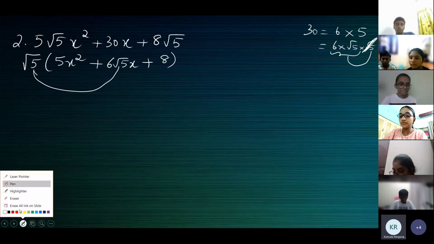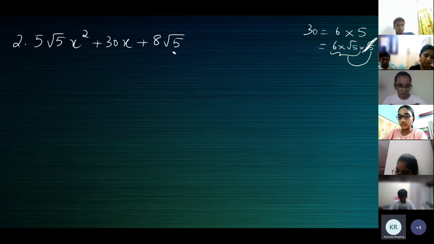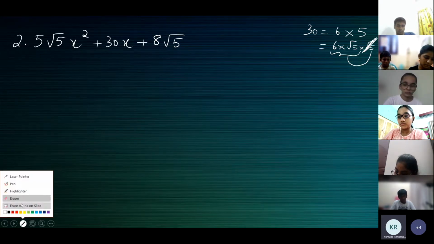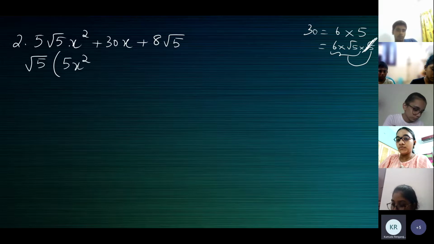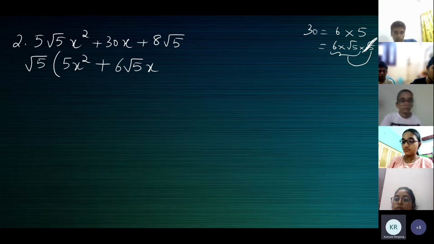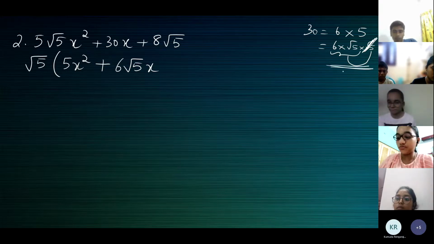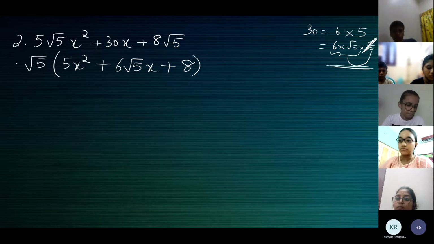Let me write the step again. You take out something common, the HCF, whatever is the highest common factor. So root 5 is common between all the three terms. Root 5 into 5x squared will give us the first term. Plus root 5 into 6 root 5x will give us the second term. 6 root 5 into root 5 is 30. Plus we have 8 root 5 here, but root 5 is common, so 8. So this is the first step.